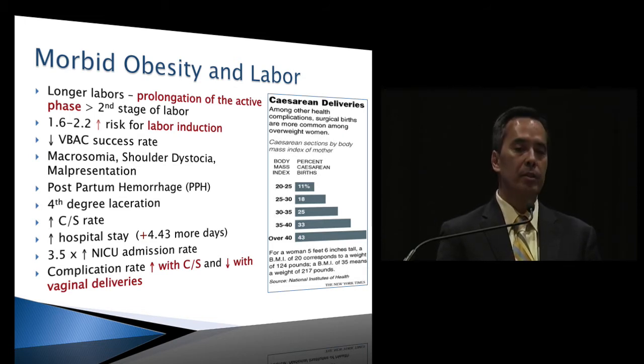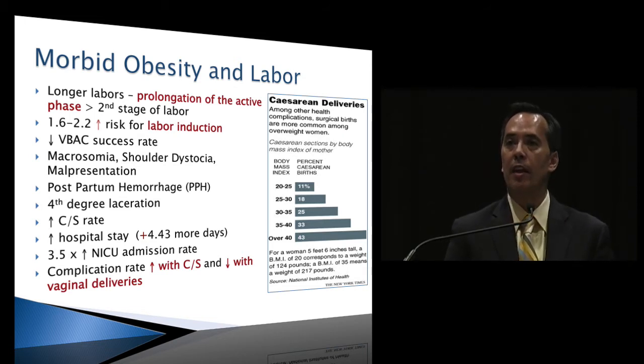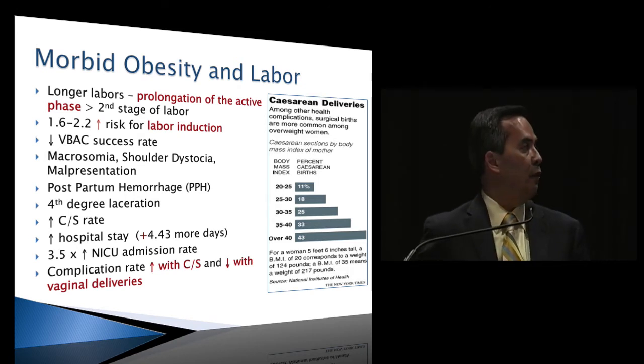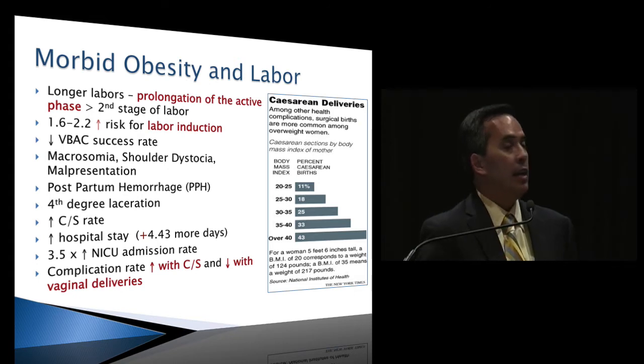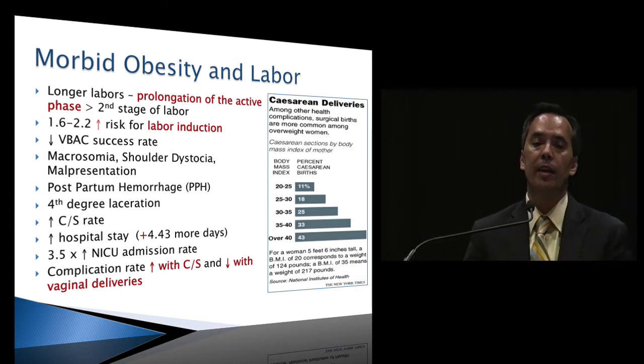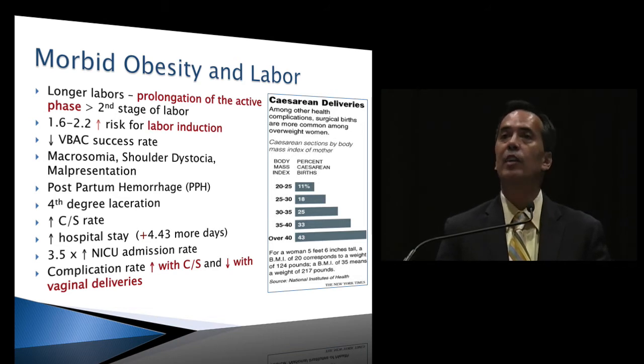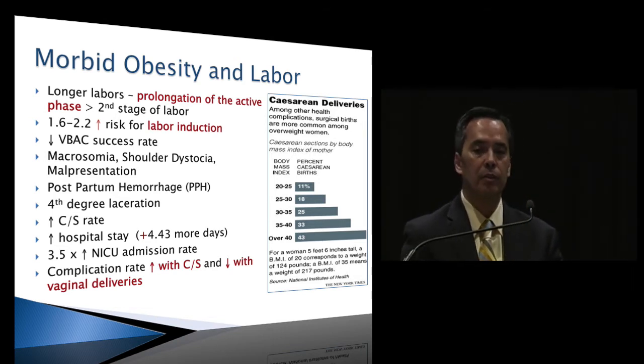And I thought this was interesting. The hospital stay. Look at this, 4.4, about 3 more days on average that a morbidly obese patient is likely to stay. And not only is it staying for the mom, but look at this NICU admission rate. There's increased risk, 3.5 times more likely to be admitted to the NICU. And we all know that complications definitely increase with the cesarean section as opposed to normal vaginal deliveries.